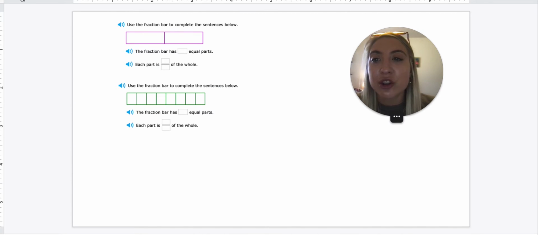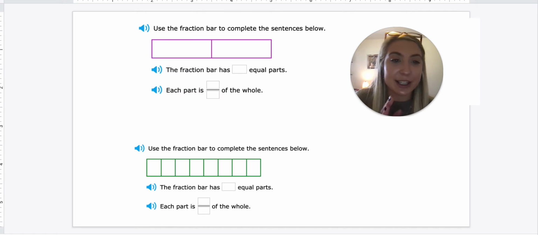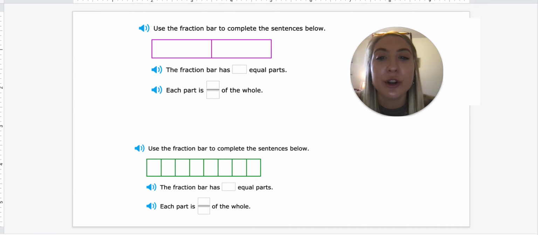Again, fractions is where it can get a little complicated, so we're going to take it a little slow today. So here we have, use the fraction bar to complete the sentences below. All right, so we're just going to take this a little slower as well.